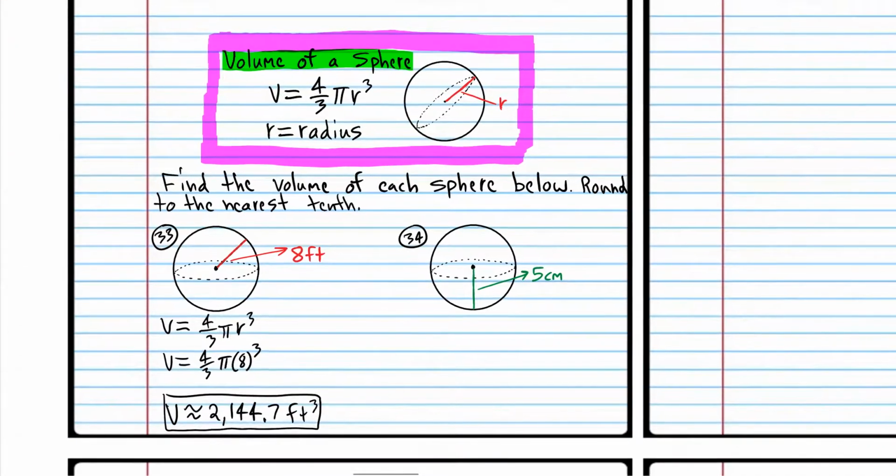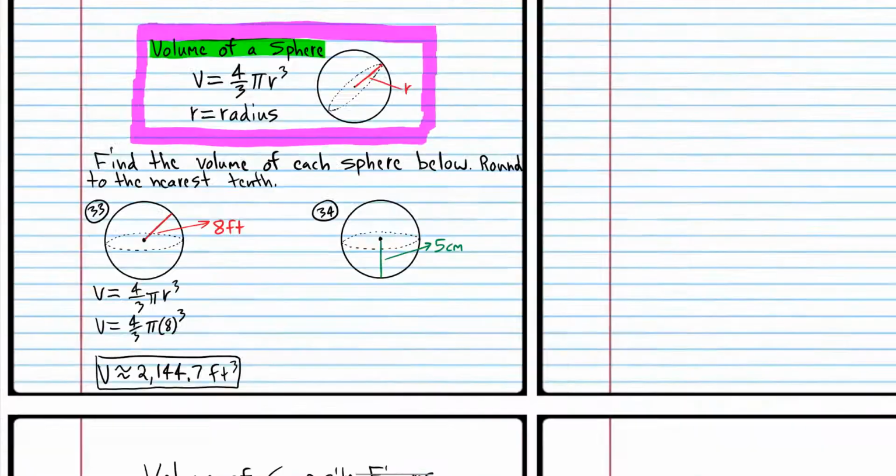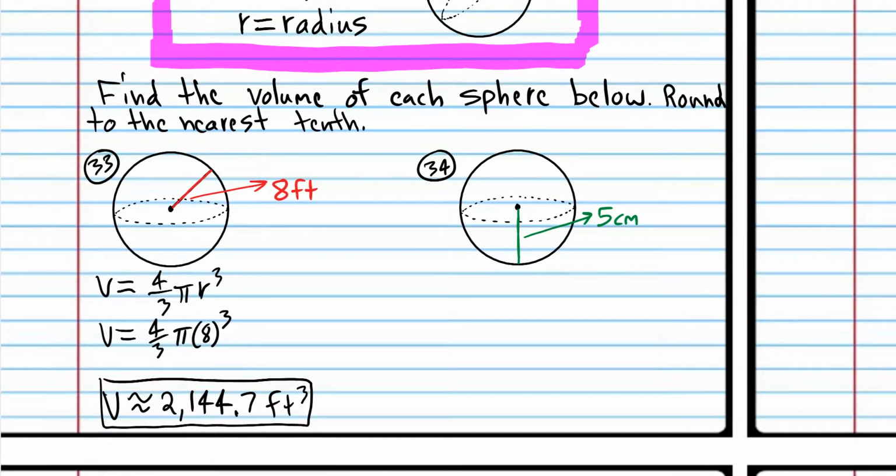All right, number 34. We'll try one more of these before you do one on your own. So again, these are fairly easy, just plugging in numbers to the formula.